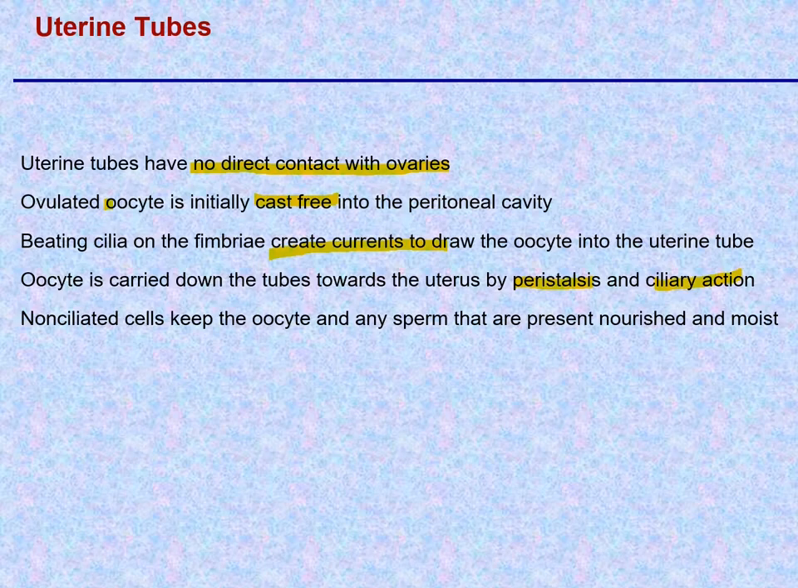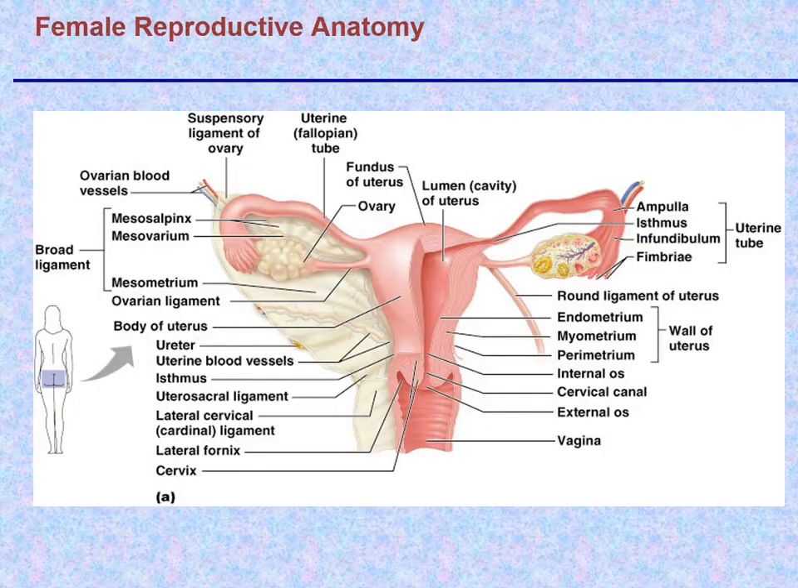There are other cells that are present on the wall of the uterine tube which are not ciliated, and they help keep the egg, the oocyte, and any sperm that have managed to get that far up nourished and moist. Okay, so an egg is released from the wall, and drifts, is drawn in by the ciliary action, drawn in to the uterine tube.